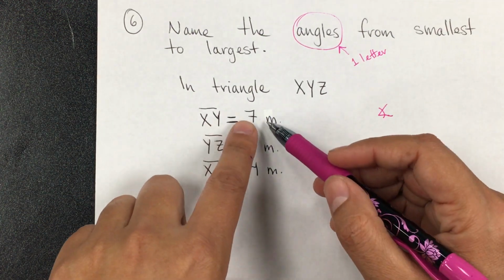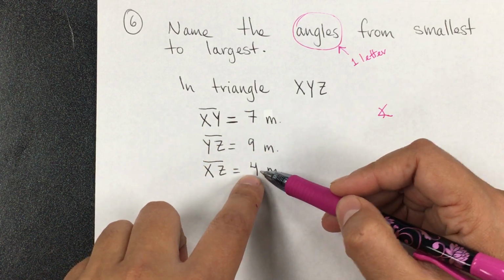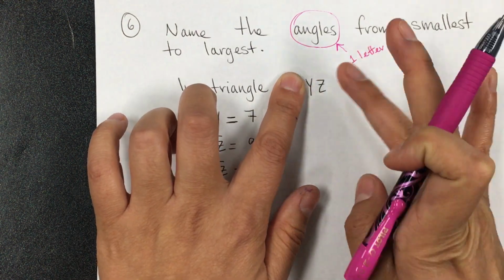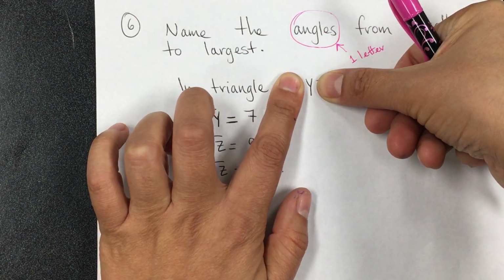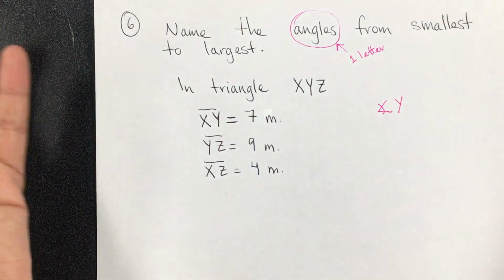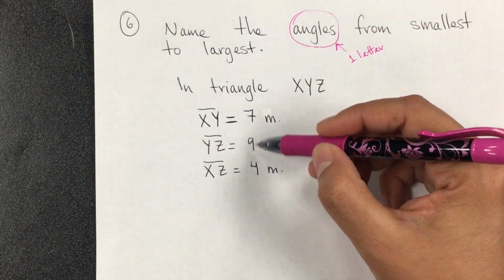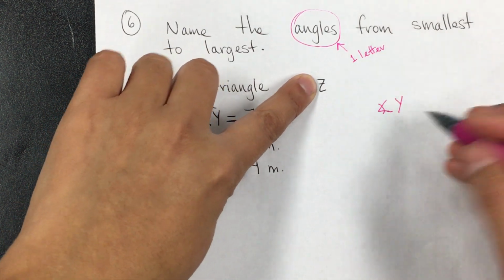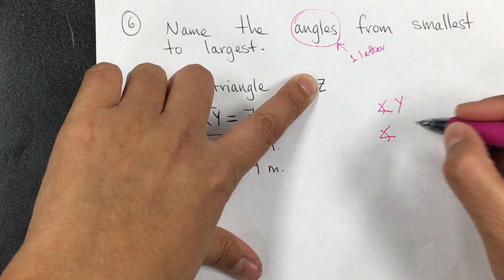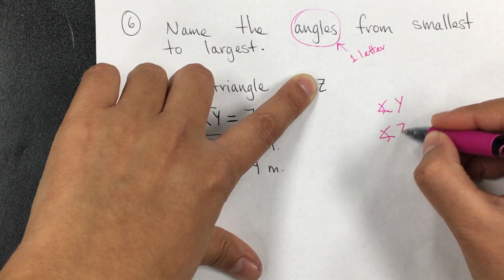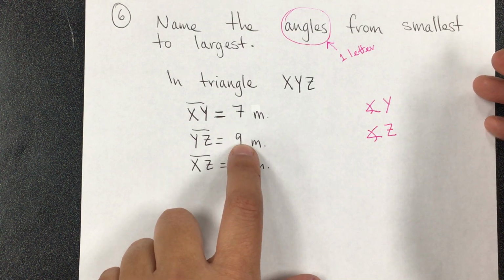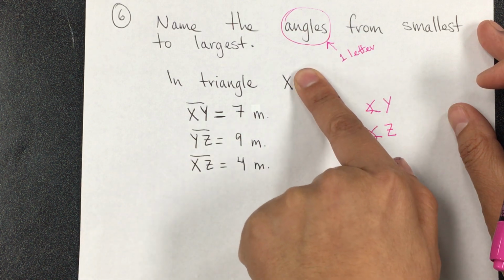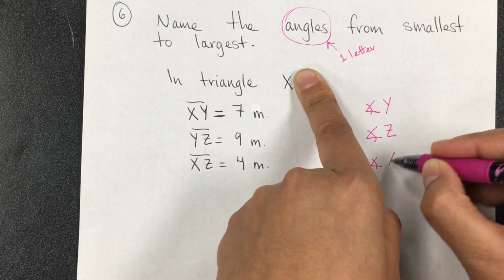So again, I'm gonna look for the smallest measurement. In this case it is 4. I cover the 4, which is XZ, and the letter that is left is letter Y. So that's the smallest angle because it's opposite of XZ. The next measurement is 7. It's the medium-sized side. So XY, I cover XY, and my medium size angle is angle Z. And finally, the longest side is YZ with 9. So I cover YZ, and my largest angle is angle X.